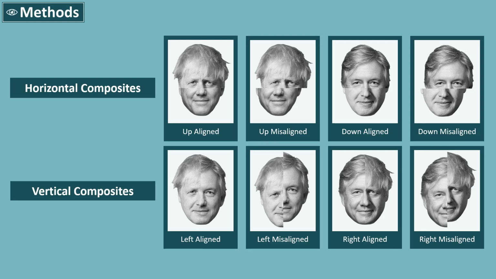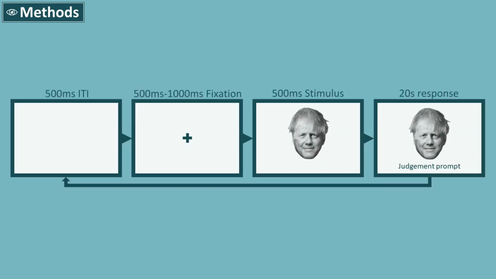Over 2 blocks, participants viewed 100 vertical and 100 horizontal composite faces, half of which were aligned and half of which were misaligned. In each trial, they were required to fixate centrally and judge if a given face half was familiar or unfamiliar to them using a button press input. Reaction time and accuracy measures were recorded for all composites, and comparisons of these between aligned and misaligned conditions were used to establish the composite face effect magnitude.